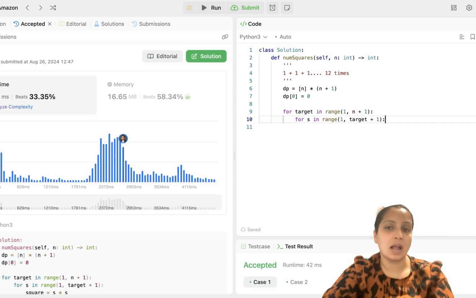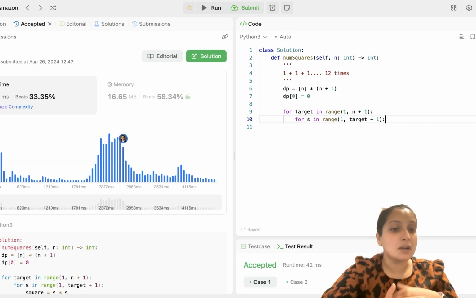Suppose my n initially is 12. My target is also 12 then. I pick a choice that I will go with the first perfect square as 4. So then my new target value would be 12 minus 4, 8. So that's what this nested loop is.